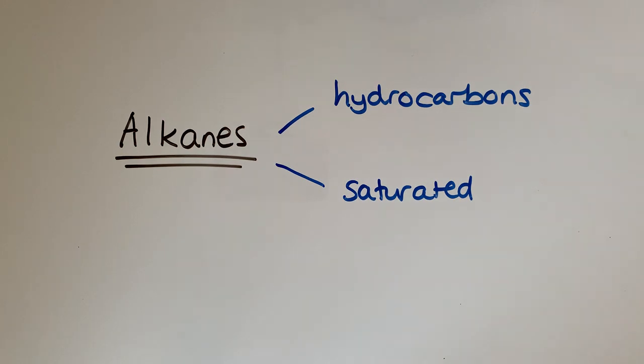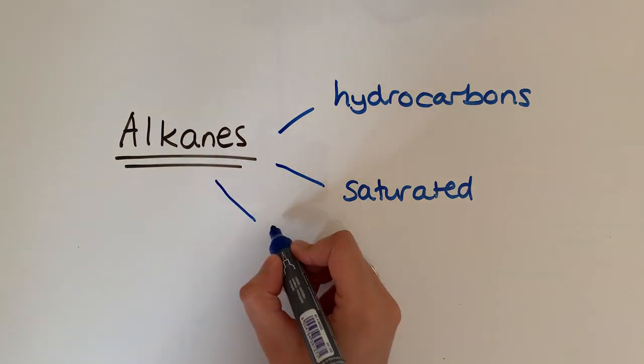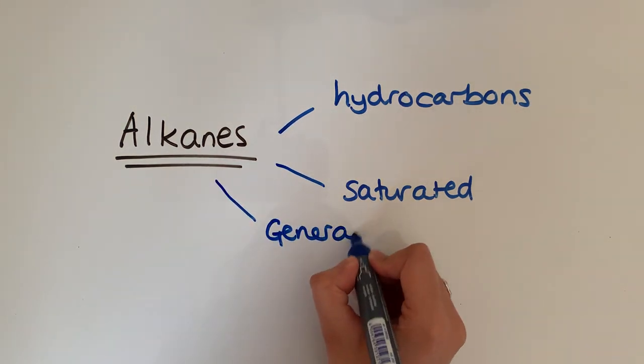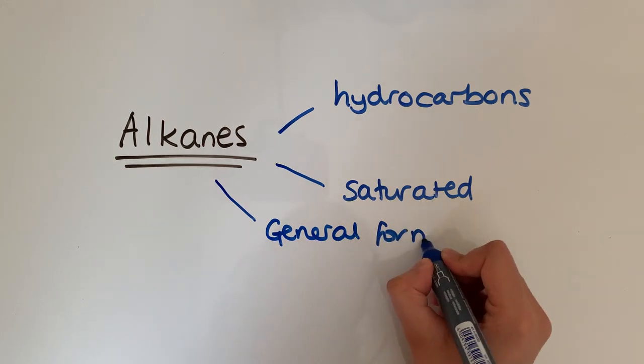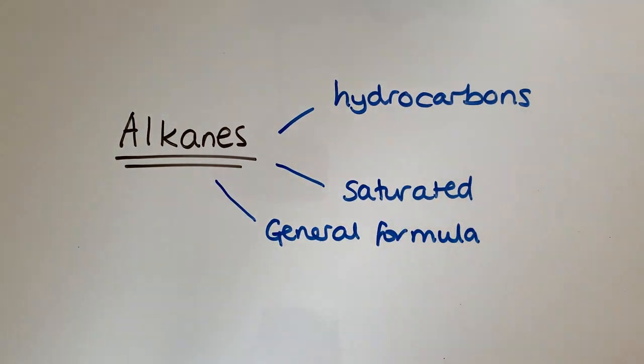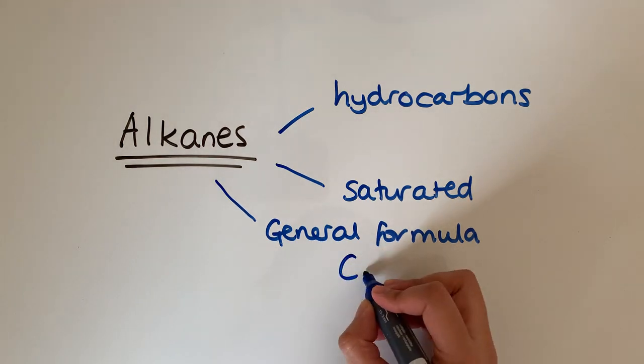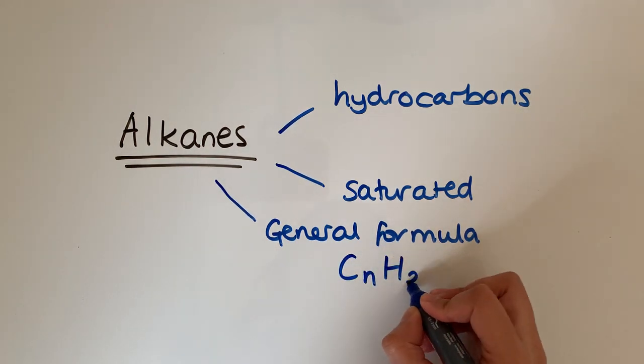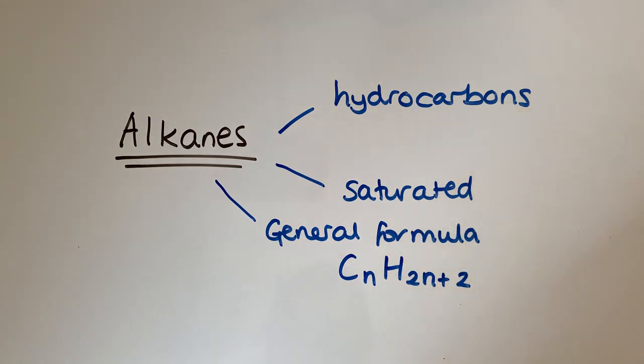One thing that's worth knowing about alkanes or any homologous series is that they have something called a general formula. A general formula is an algebraic formula, and what it does is it allows us to calculate the molecular formula if we know how many carbon atoms there are. So for an alkane, the general formula is CnH2n+2.